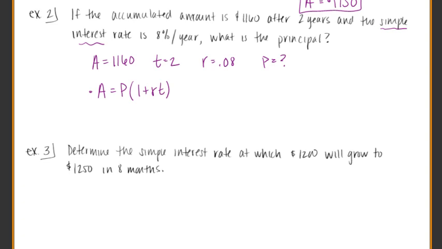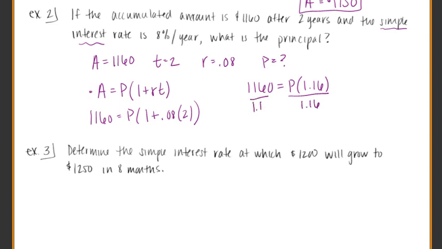We know that the accumulated amount is 1,160. P I want to solve for. And then the rate is 0.08 times 2. Okay, so let's get that in our calculators. We'll get 1,160 is equal to P times 1.16. And then obviously just divide both sides by 1.16, and we'll get an initial investment of exactly $1,000. All right. Let's go on to part 3.